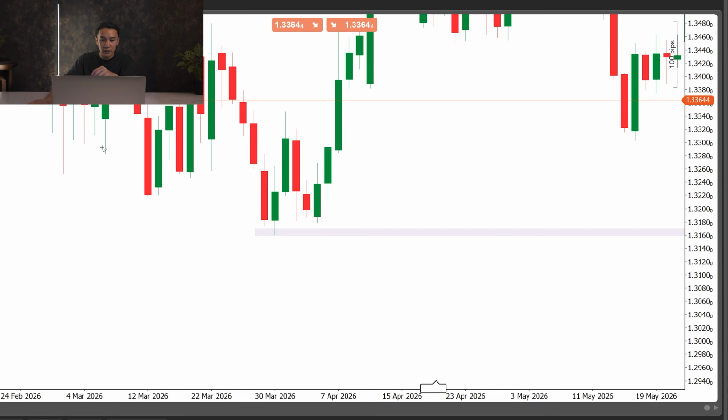The body, the open and the close, mean absolutely nothing to me. It doesn't give me an indication of what happened at those prices. It just tells me within that time frame, within that day, the market closed at that price and it opened at that price on that day. That doesn't tell me anything. But the wicks of the candlesticks tell me everything I need to know.